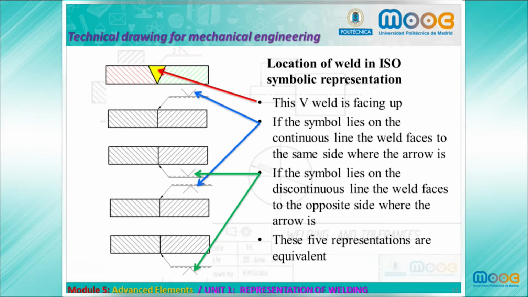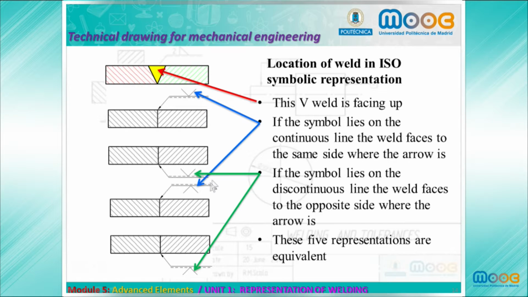Well, how is the location of the weld in ISO symbolic representation? In this example, we have a V weld that is facing up in the plane. If the symbol that we are going to use to represent the weld lies on the continuous line of the arrow symbol, that means that the weld faces to the same side where the arrow is pointing.